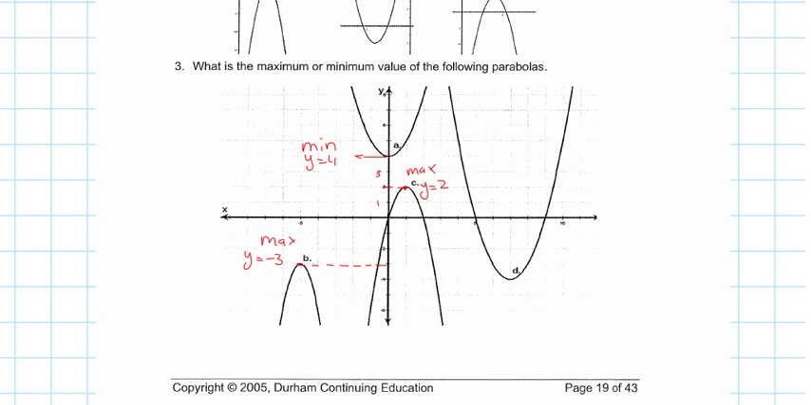a minimum at y equals negative 4. Okay? Are we okay with this? Good.